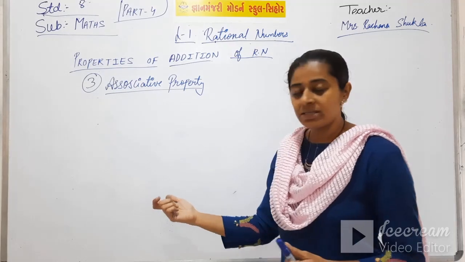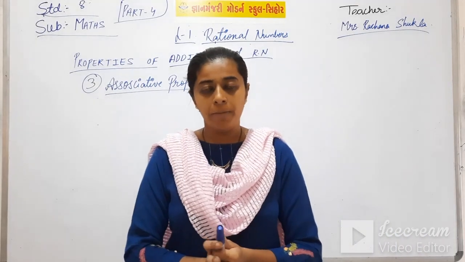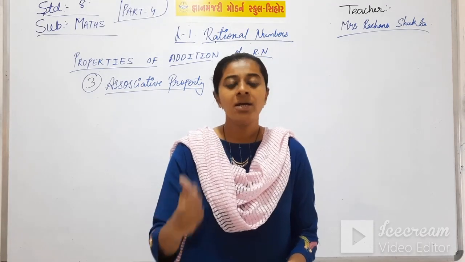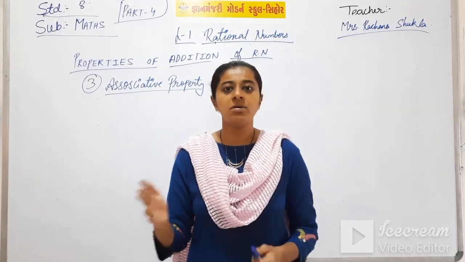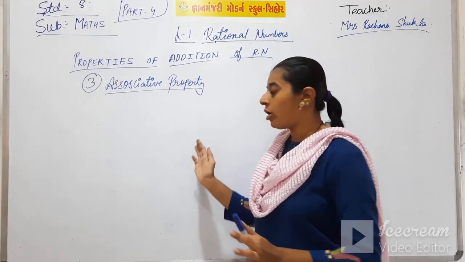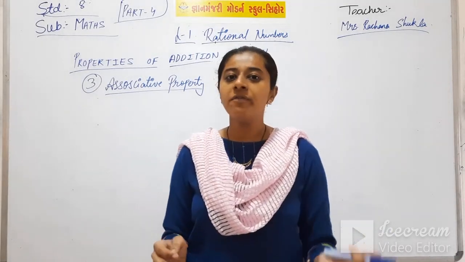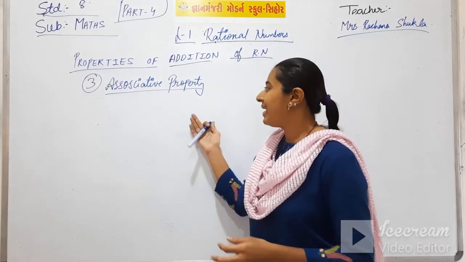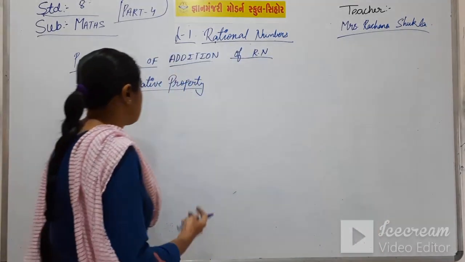I repeat once again, in the associative property, if we take three rational numbers for addition, then the grouping or the order does not matter. You will get the same result in both cases. Let's see what the associative property is.